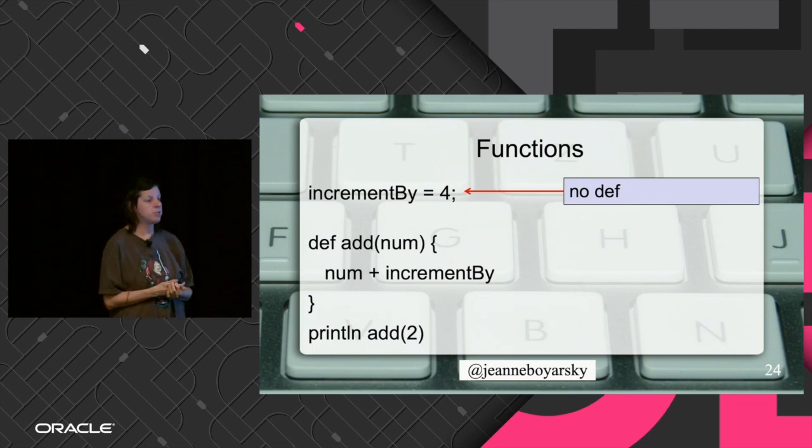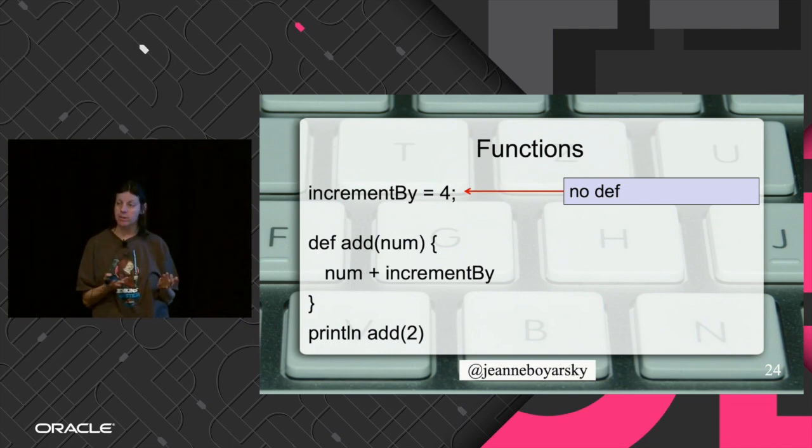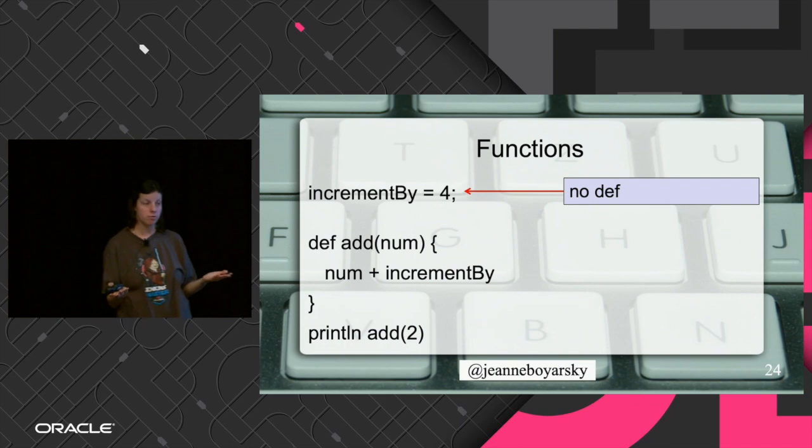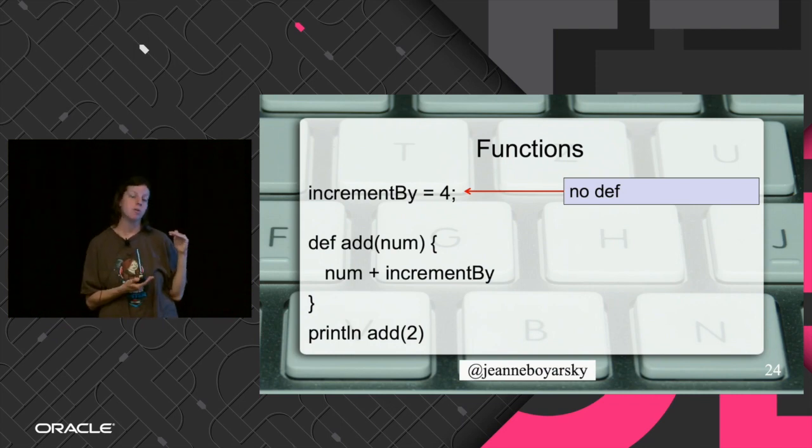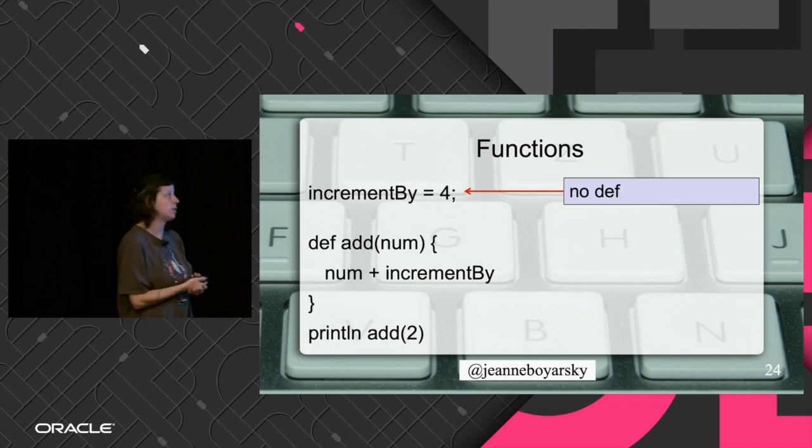And I don't have to type return. I can, because everything that's valid in Java is also valid in Groovy. But I can also just say num plus increment by, and it will automatically get returned because it's the last statement in the function. It allows you to write some really clear, concise code. It also makes it important not to have your functions go on forever, so it's not hard to understand what's going on there.